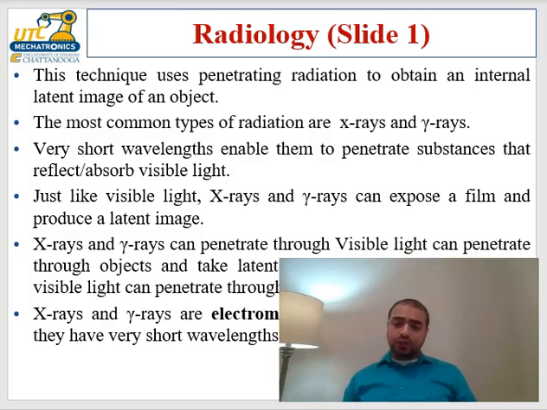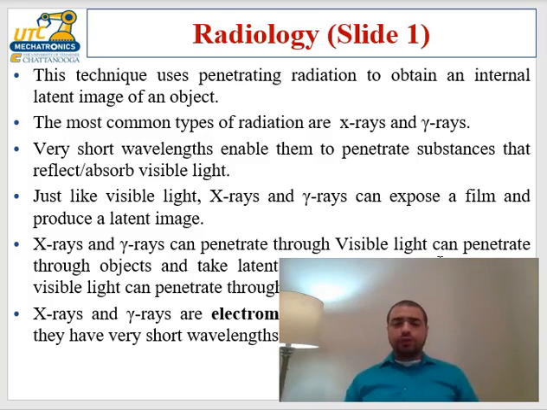And that's why it's dangerous. X-rays and gamma rays are both very dangerous, so precaution must be taken when handling any equipment that emits them. In the same way as visible light can penetrate through glass to make images through it, X-rays and gamma rays penetrate objects and take latent images through them. X-rays and gamma rays are electromagnetic waves.